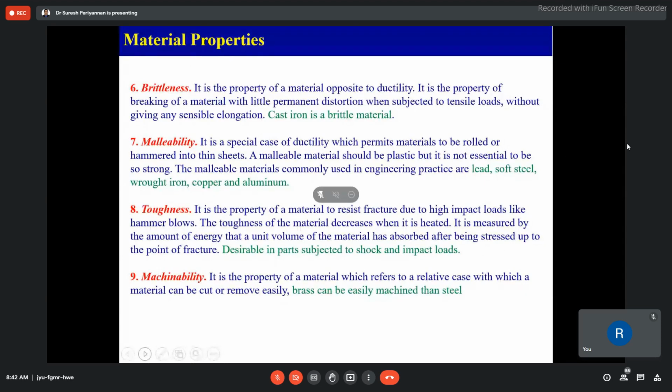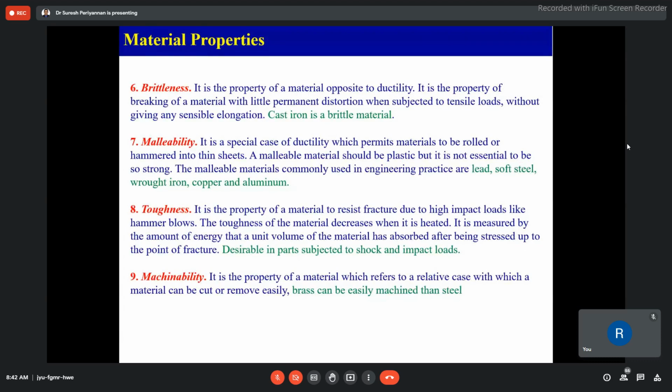Okay. Malleability is a special case of ductility, which permits materials to be rolled or hammered into thin sheets. Whenever we make thin sheets for our component, the material should be easily malleable. Otherwise, we cannot make the component. For example, a malleable material should be plastic, but it is not essential for it to be so strong. It may be easily malleable, but we cannot expect much strength in this material.